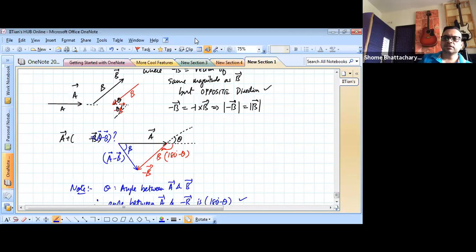Okay, so just give me a minute. I'm refreshing the board because some symbols have gone here and there. Just give me a second. I'll put on the whiteboard again.